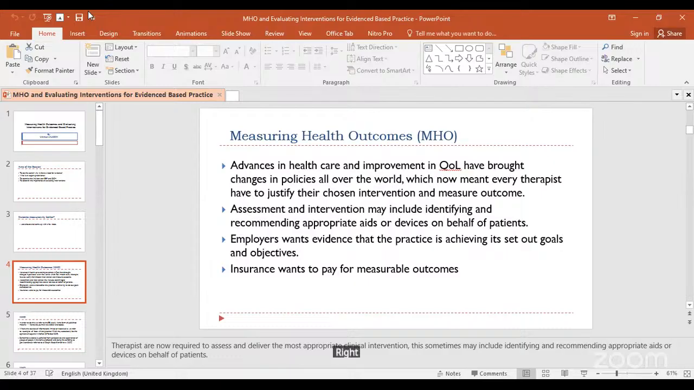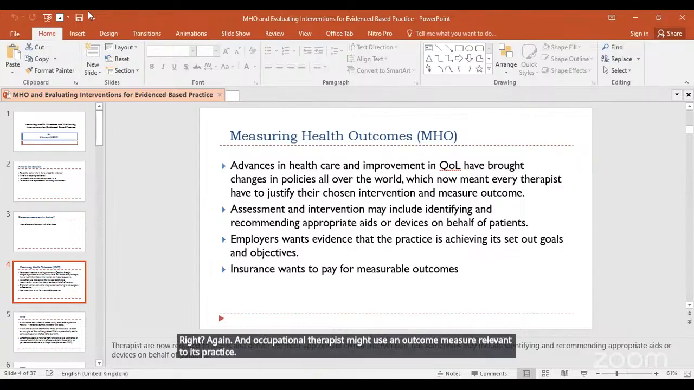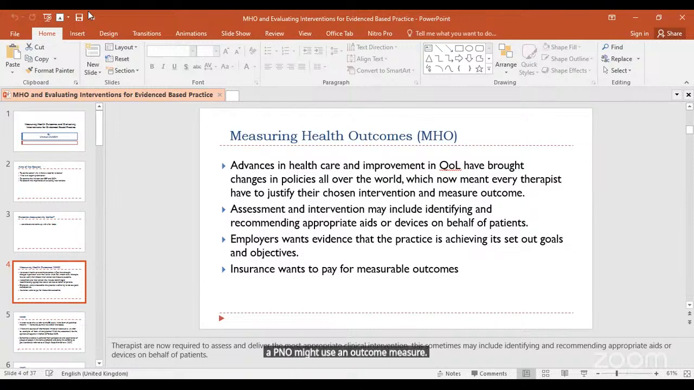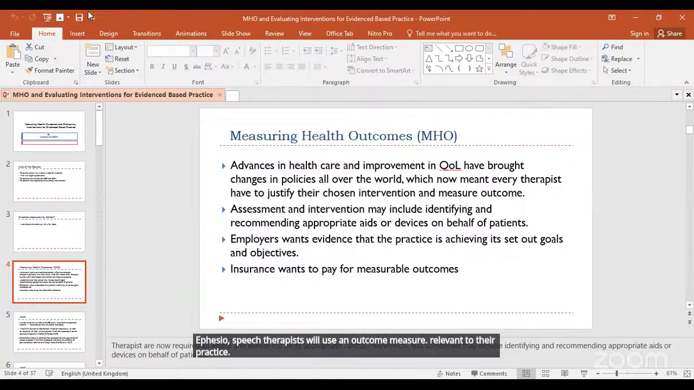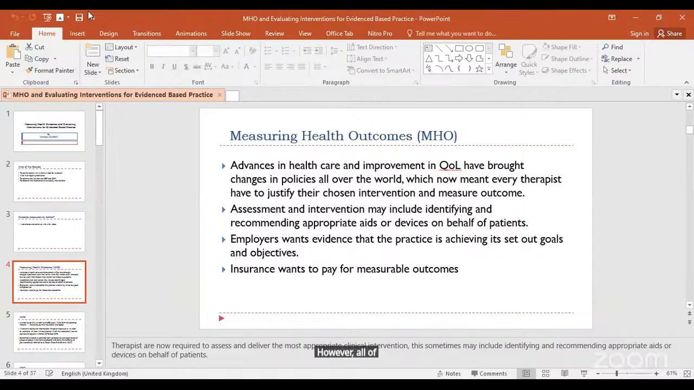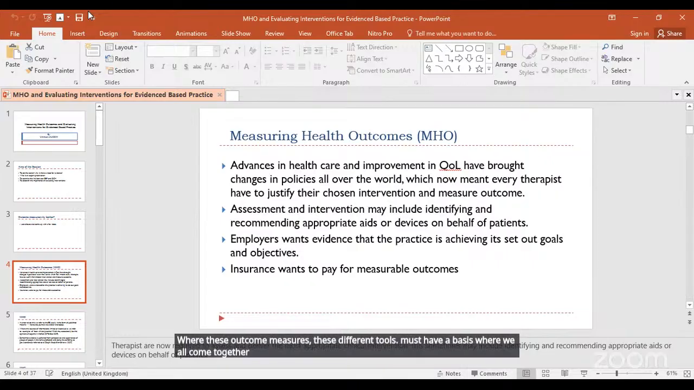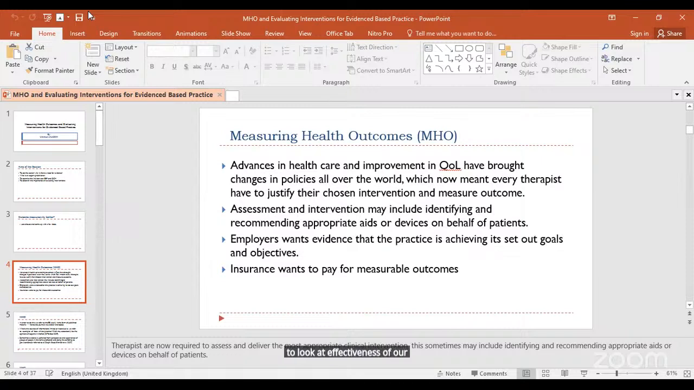Right? Again, an occupational therapist might use an outcome measure relevant to his practice. A P&O might use an outcome measure relevant to their practice. A physio, a speech therapist will use an outcome measure relevant to their practice. However, all of us are working within the same health system where these outcome measures, these different tools, must have a basis where we all come together to look at the effectiveness of our work as a team.